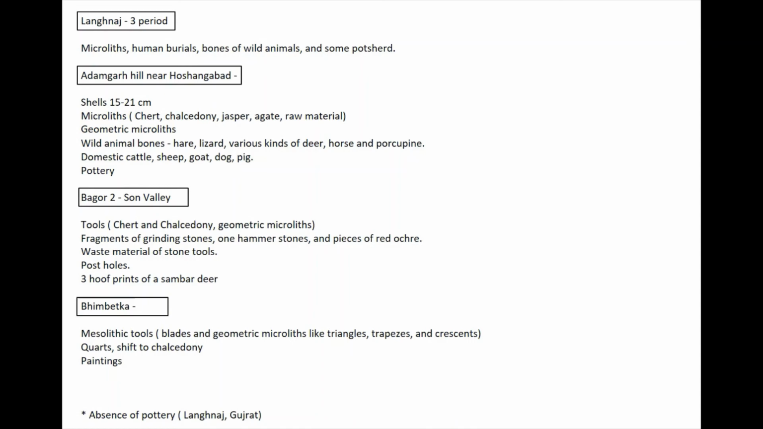So it suggests that it was taken away to the other places. So it suggests there was trade, and the location of 5 or 6 large shelters can be identified by a series of post holes. Three hoof prints of sambar deer were preserved in the excavated deposit. So what is a post hole?